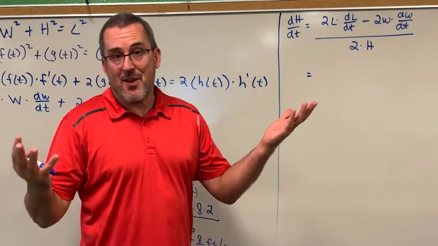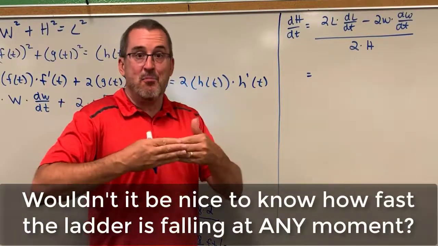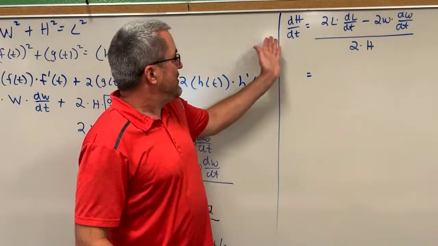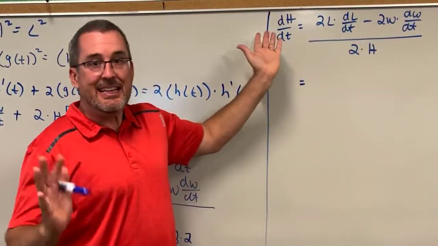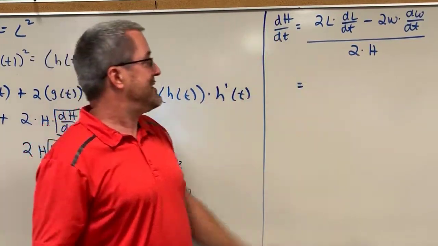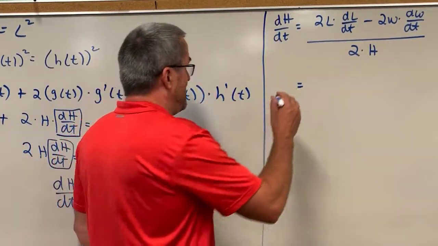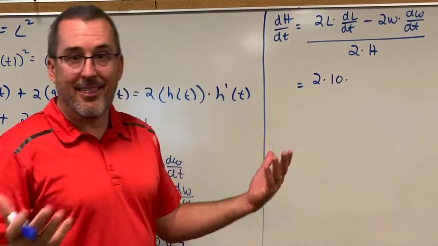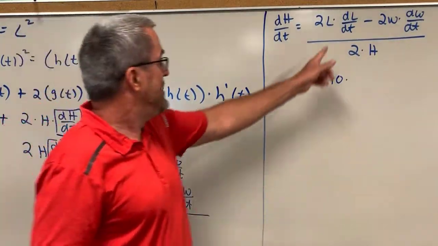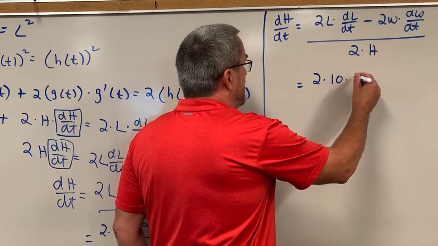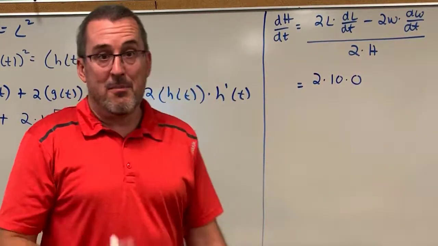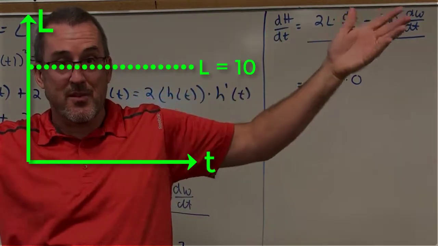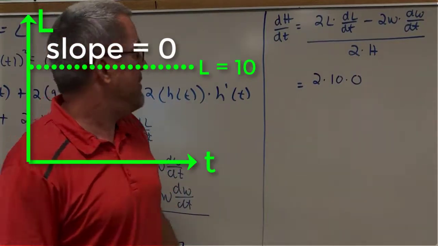But maybe we want to figure out the speeds at different moments, at different distances that the base of the ladder is from the wall. And so we might want to come back to this result and clean it up a little bit, simplify it, make things easier to work with. In this particular problem, the length of the ladder was 10 feet, and that length never changes. So the rate at which the length is changing relative to time is 0. Keep in mind, back on our function, it was a constant function, that horizontal line, and so the derivative, the slope of that function, would be 0.